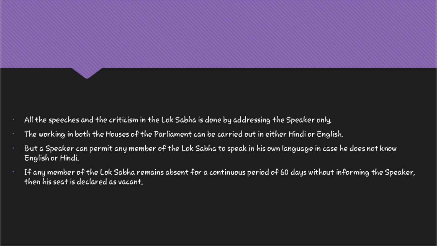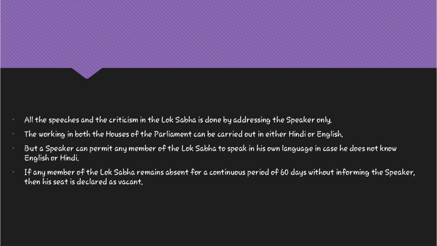For example, a person coming from Tamil Nadu, who doesn't know how to speak in Hindi and is not good in English also, has the permission to talk in Tamil. At the same time, he requires the permission of the Speaker, but he can speak in his own language and there will be translators. So he is able to speak in his own language in case he does not know English or Hindi.